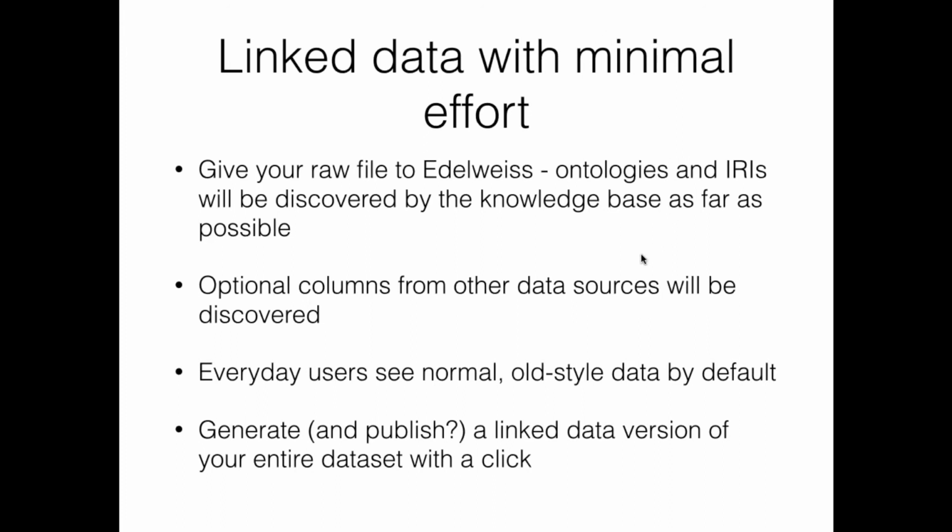So bringing all that together, you give your raw file to Edelweiss. We discover ontologies, IRIs, and linked data columns as far as possible automatically by the knowledge base. And then after we have that, we can discover additional columns from other data sources. And then everyday users can see, yes, we don't aim to confuse your users. So if you don't want to see these IRIs, or you don't want to see these RDF terms, then we can hide that from you. And then we can show the data set as it was originally inserted. So there will be no confusion. But then optionally, people can choose to see this IRI RDF layer if they want to.